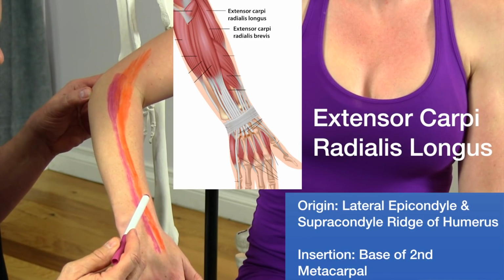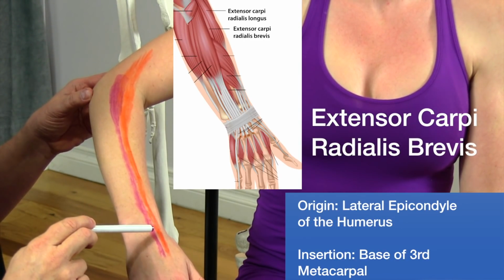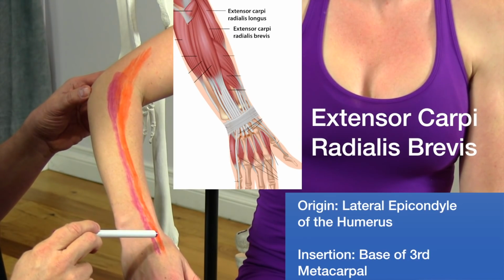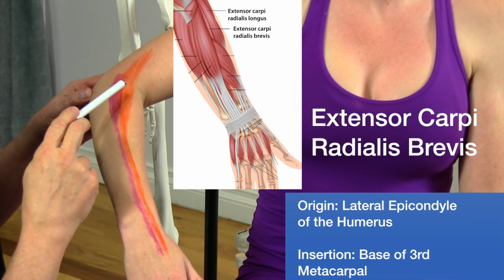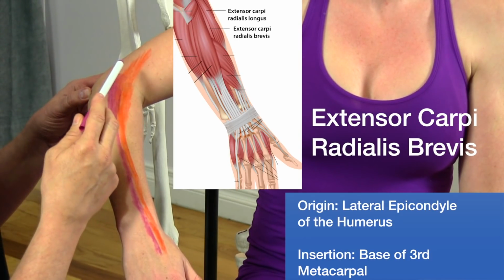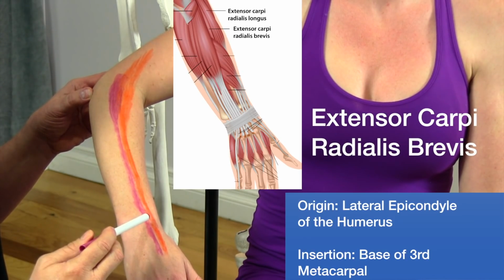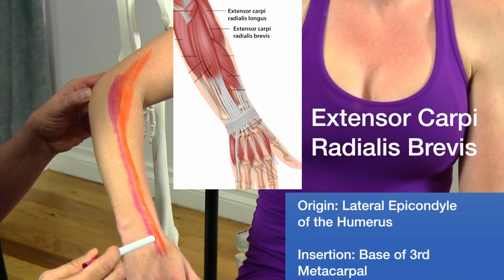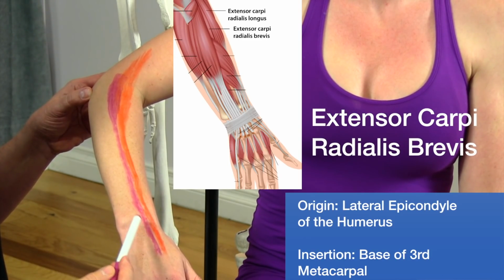The second muscle, the one in purple here running down, is the extensor carpi radialis brevis. It arises from the common extensor tendon, where its origin is, and it inserts farther down on the wrist here on the posterior base of metacarpal 3. Its actions are to extend the wrist, and it also participates in elbow flexion.